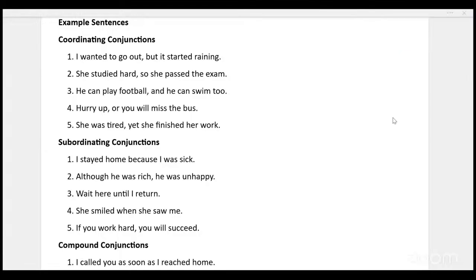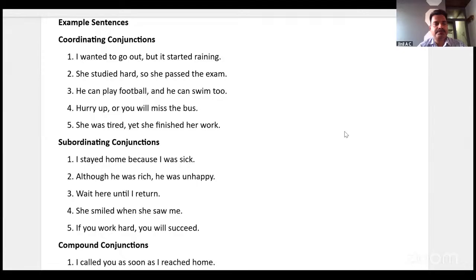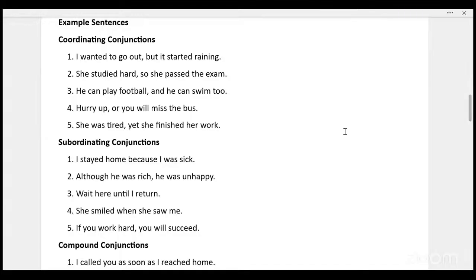Please introduce yourself. But, and, yet. Please tell me. Now, what are the conjunctions there? Coordinating conjunctions are but, so, and, or, yet. Okay, great. Thank you so much.